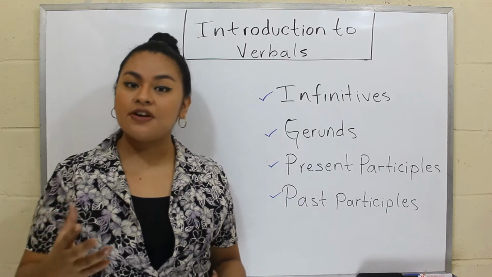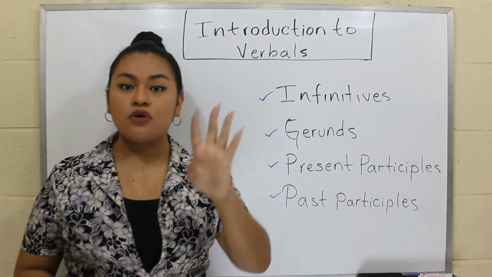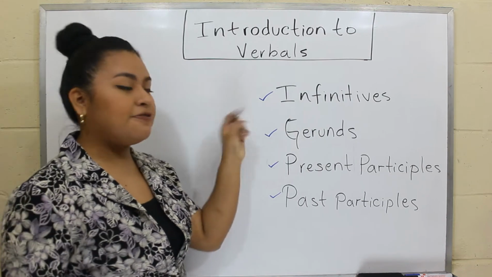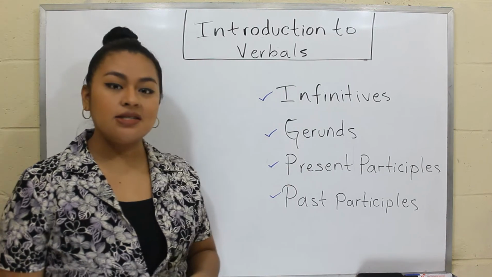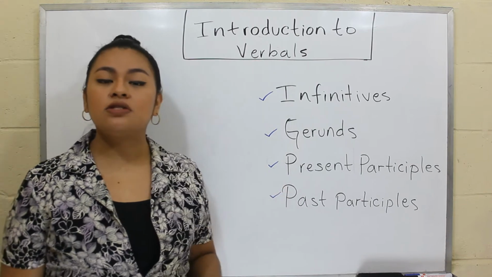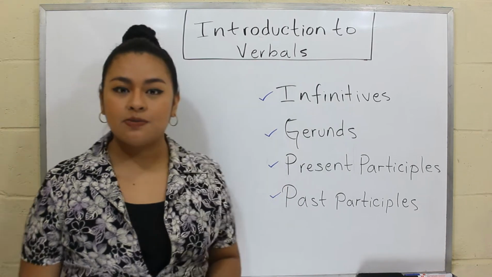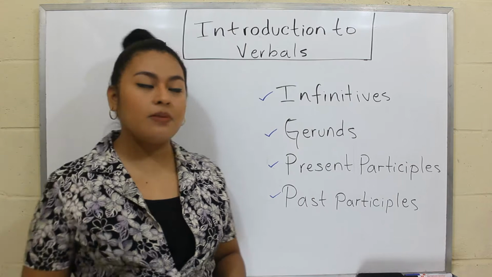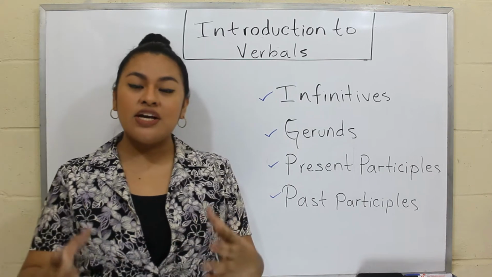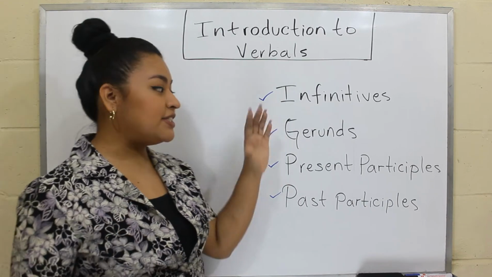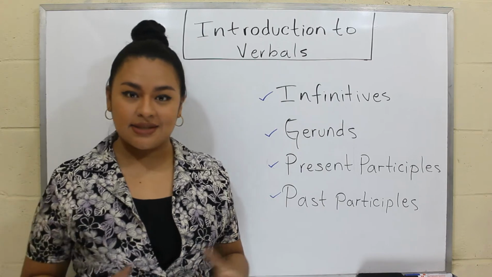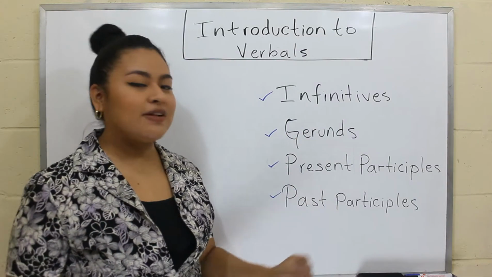So we say that the verbals are divided in 4 different forms: infinitives, gerunds, present participles, and past participles. Depending on the verbal that we are using, we are going to find out that they have different functions in a sentence. So let's see how verbals work.